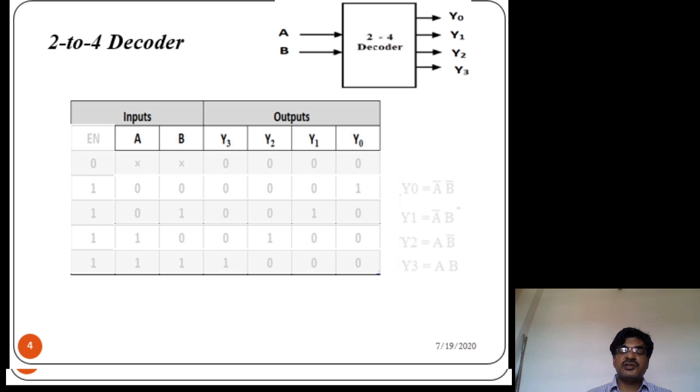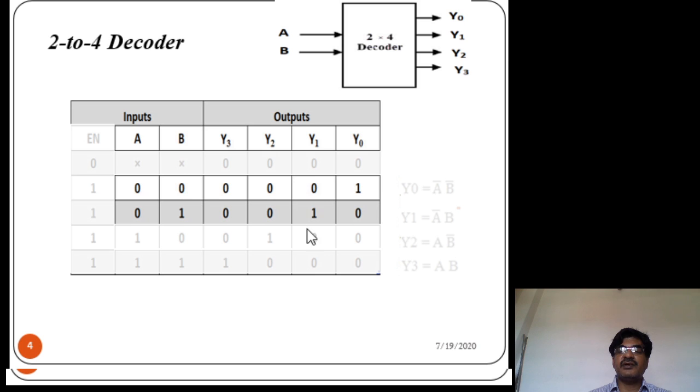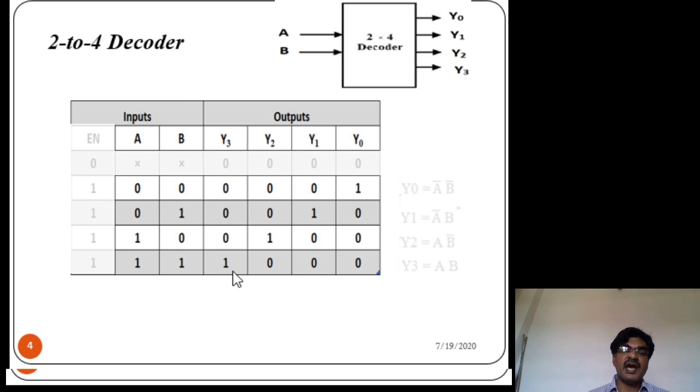For every combination, that is the functionality of the decoder. For every combination of input, only one output becomes active. Suppose for 0 0, only Y0 is active, whereas other outputs are in inactive mode. Similarly, for 0 1, only Y1 is active, others are inactive. Like that, for the other two combinations also, you can develop the truth table of the 2 to 4 decoder in this way. For every input combination, only one output is active. So this is the truth table of the 2 to 4 decoder without enable input.